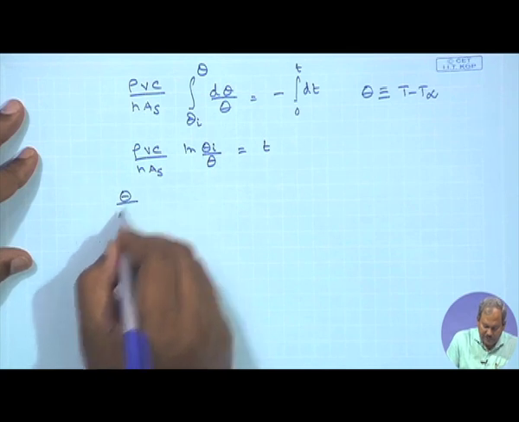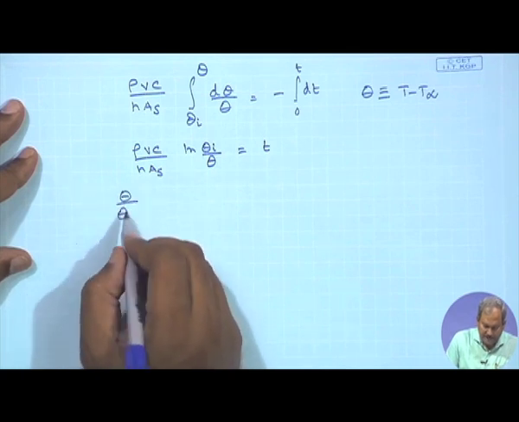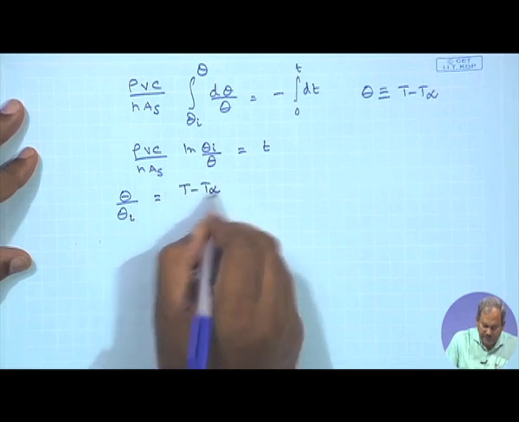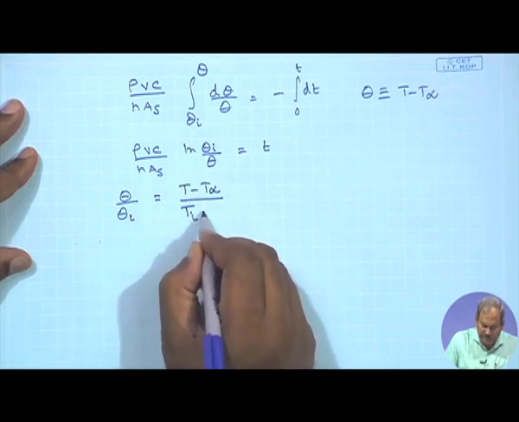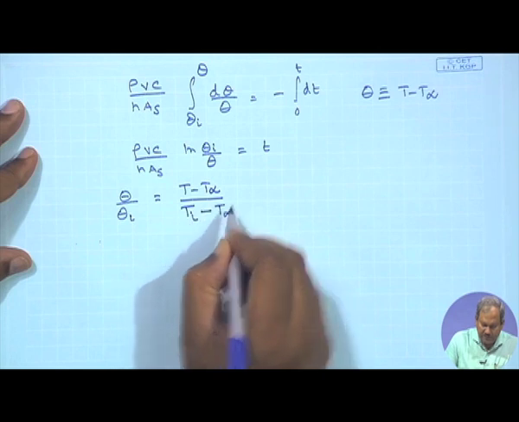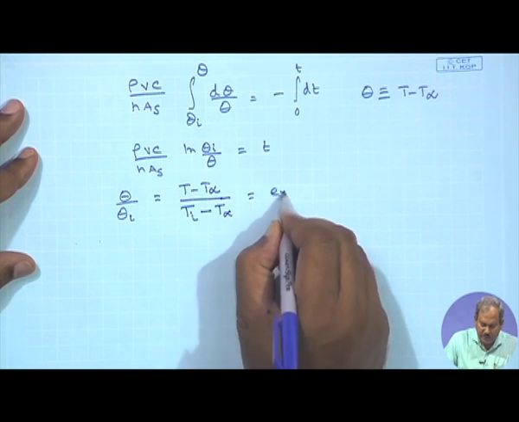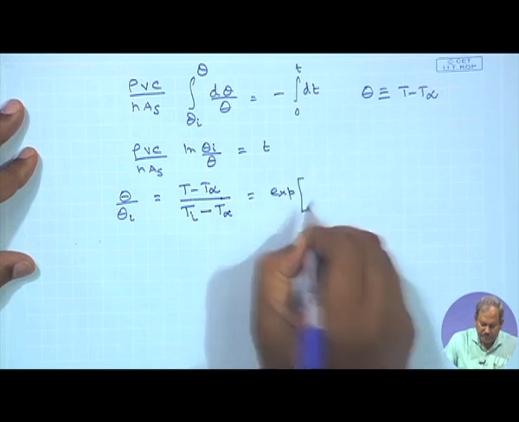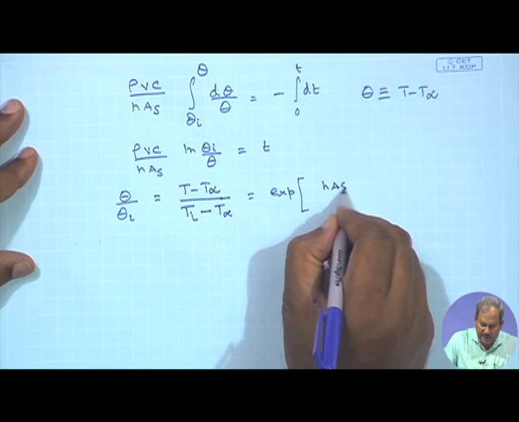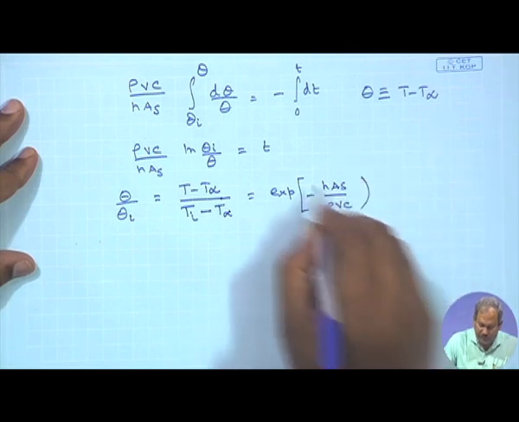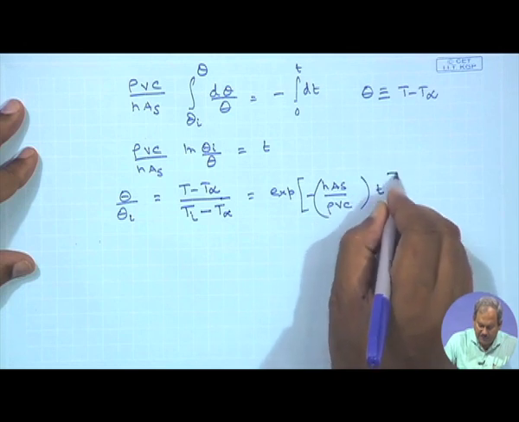Therefore, θ by θi, which is T minus T infinity divided by Ti, the initial temperature of the solid before it is exposed to the convection environment, is equal to exponential of minus h As by rho V c times t.